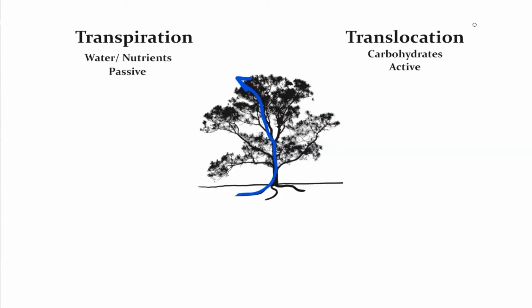Unlike translocation, which is the transport of carbohydrates. And by carbohydrates, we mean sugars. This is going to be an active process, meaning the plant needs to use ATP for this to work. Now, these carbohydrates are being made through photosynthesis. So some leaves are going to undergo photosynthesis and make these sugars, and these leaves are going to make more sugars than they need. So we call these leaves that are undergoing photosynthesis and making this surplus of sugars sources.